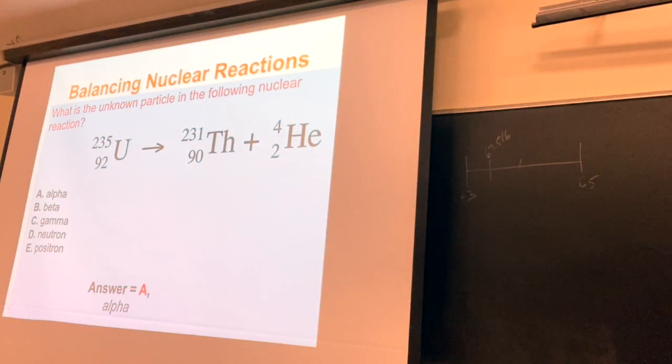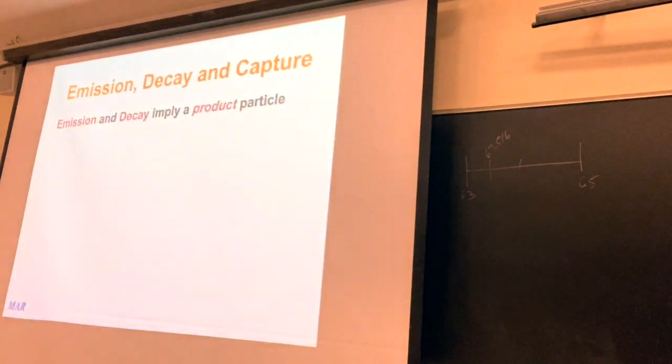Question? Emission and decay are used to show when a reaction is creating a particle. So if you hear emission or decay, like beta decay or neutron emission, whatever it is that's decaying or emitted, it's going to be a product particle.